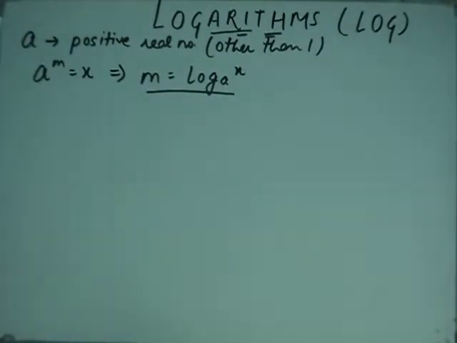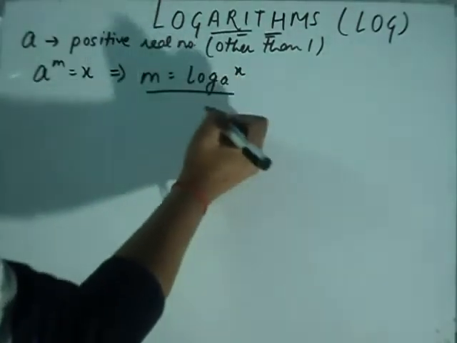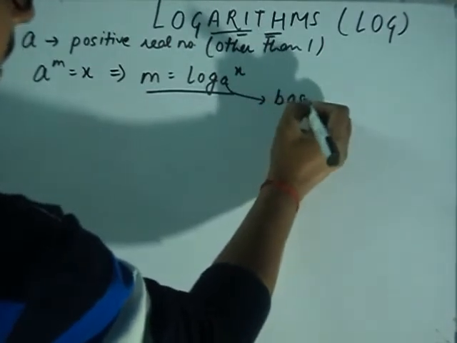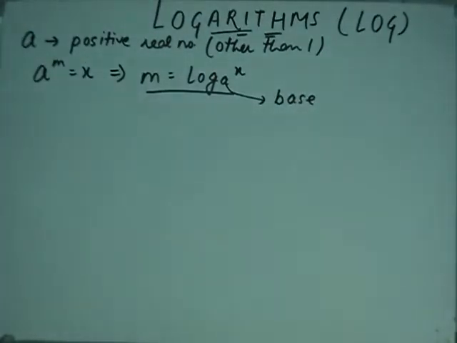How will we get it? Let's discuss. Here I am having a value x. Here the value is x and a is my base. a is my base. And the value of log x to the base a is equals to m. It is my log form.